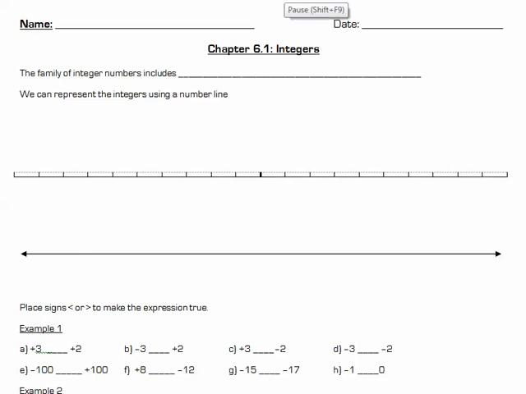Great, welcome back to grade 7 math. We are now on chapter 6.1 on integers. Integers are really cool numbers because this family of integer numbers includes what we call negative numbers. And I think we've seen negative numbers, or you may have seen negative numbers, in our real life.